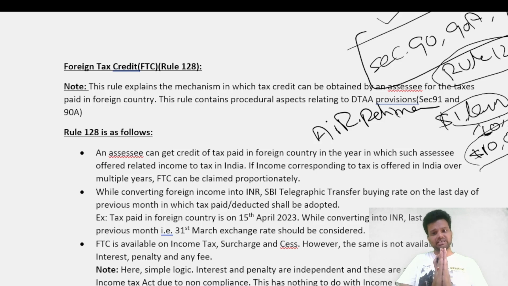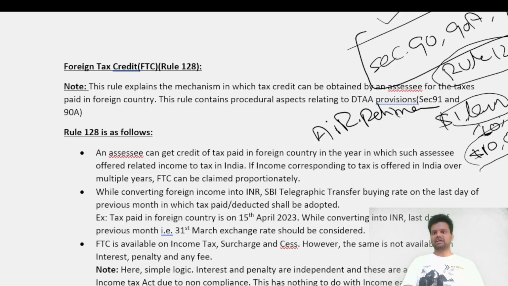You can rely on this material. This covers each and every concept specified in Rule 128. The first point is very simple. In the example also we have discussed. If any SSC paid any taxes in the foreign country, he will get a credit of the taxes paid in the foreign country in India. That is point number 16.